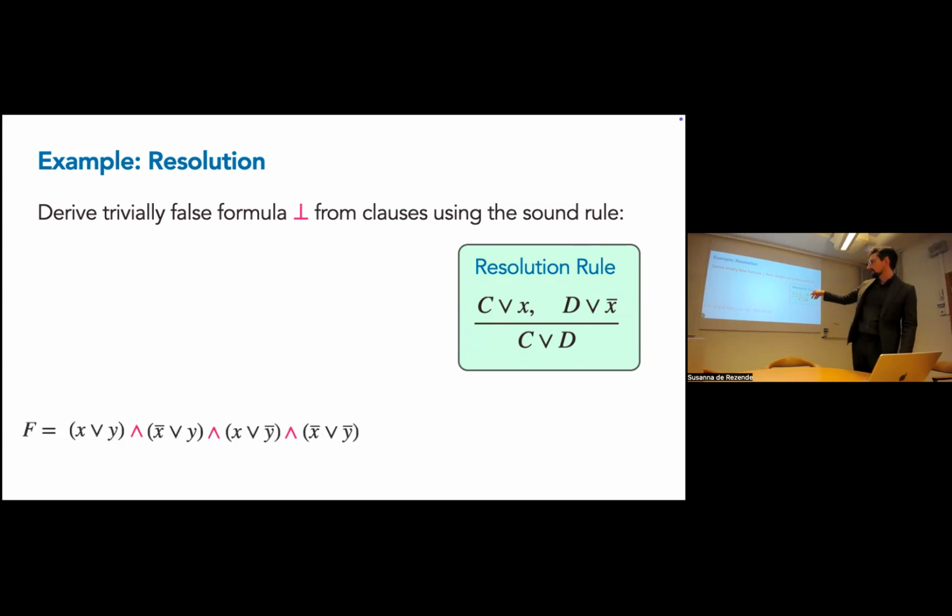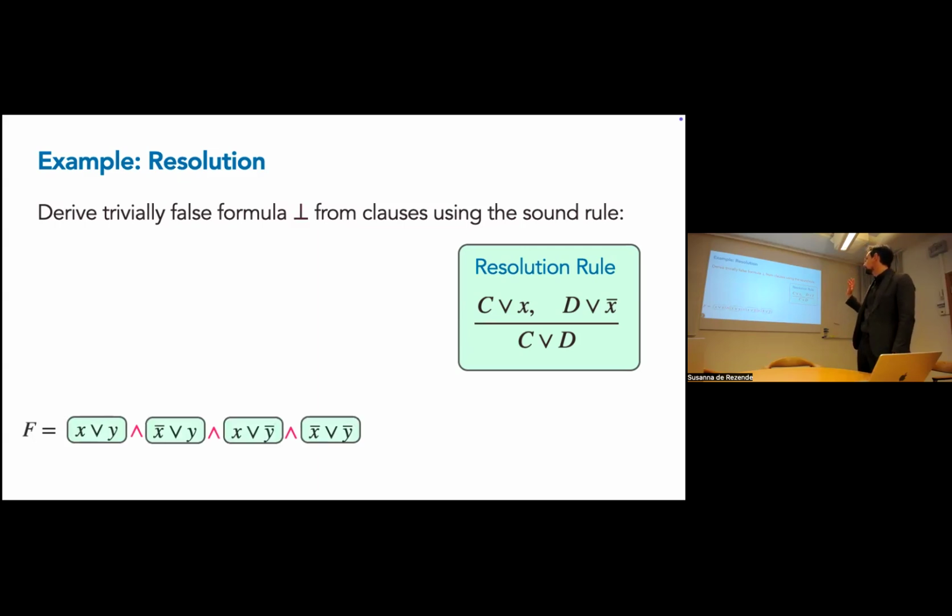So here's a CNF formula. We'll prove that it's unsatisfiable. The resolution rule allows you to take two clauses with a complementary literal in them. So here you have clauses C and D with complementary literals X and X bar, and you can derive their disjunction, canceling out the complementary literal. It's sound because any assignment either sets X to true or X to false, and so it only has to satisfy the other clause, so it satisfies the disjunction.